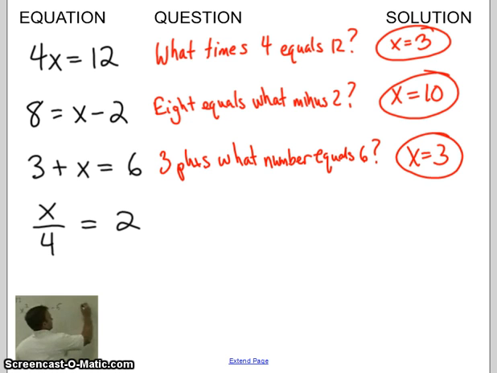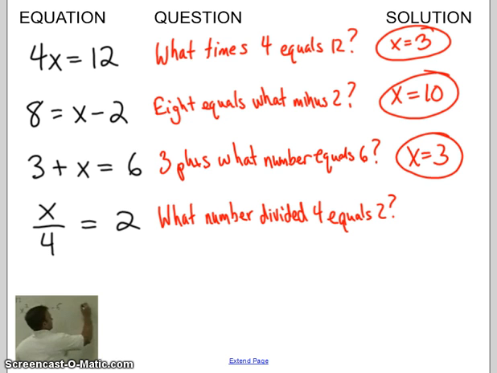Alright, and then the last one, what number divided by 4 equals 2? What number divided by 4 equals 2? Well, 8 divided by 4 equals 2. Alright, so that's how equations and solutions work.